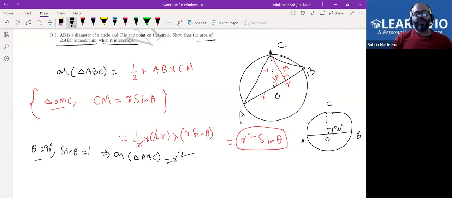So this simply means that this is an isosceles triangle. AC and BC are equal because OC is perpendicular to AB. Here also 90, here also 90. Both are congruent triangles because this is radius and this is radius, and this side is common. SAS congruency, the triangle is congruent. So AC is equal to BC.